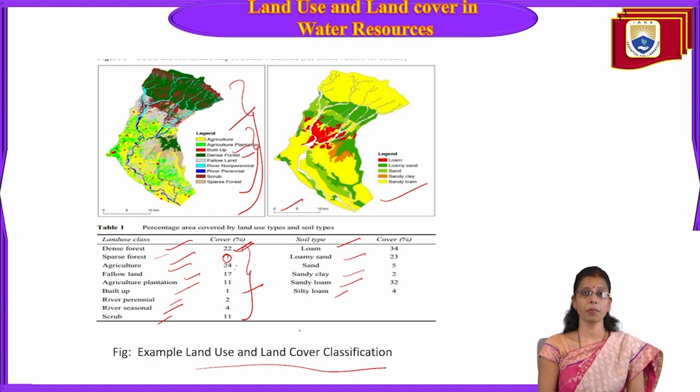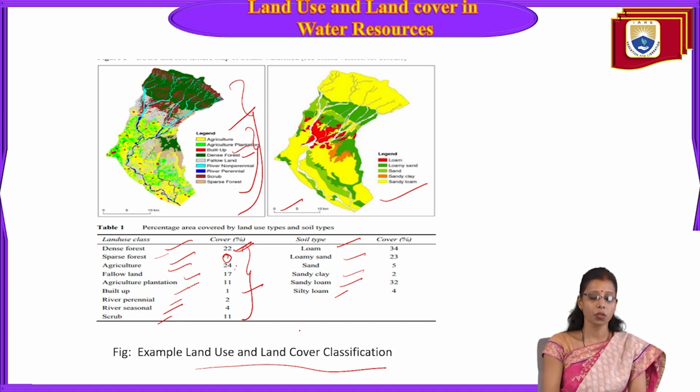So if built up land is 22% and forest is 1%, that means the water problem is there. Like that, we can do the analysis with the help of land use and land cover and water resource. So here, dense forest and fallow land. If you see here, this is the dense forest.